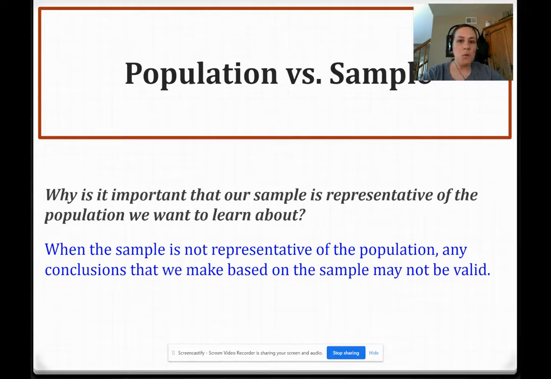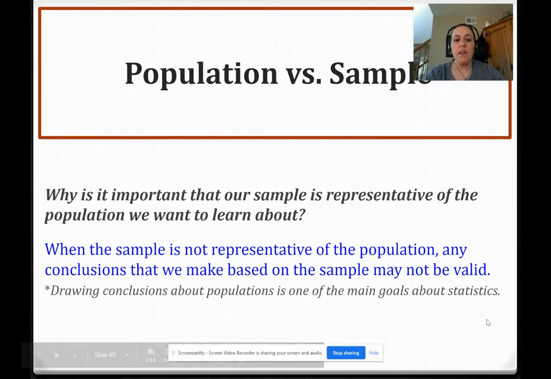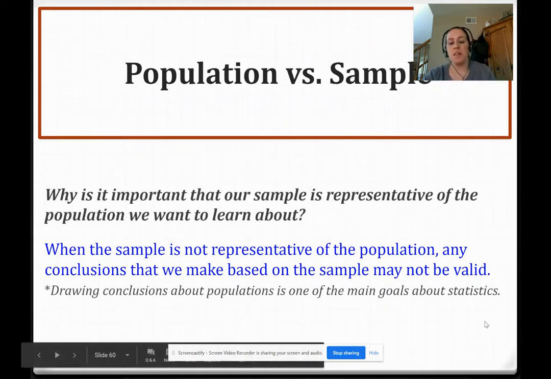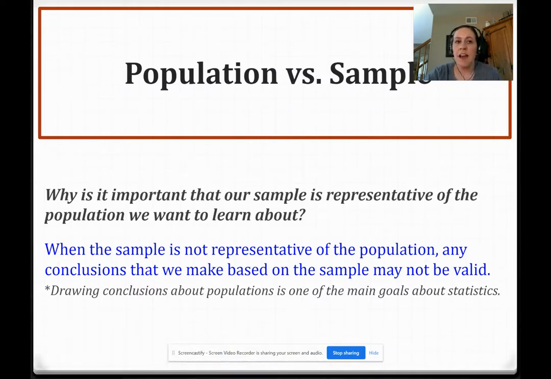So if I only am able to sample US adults in Livermore and I'm trying to learn about all US adults in the entire country, that sample's probably not going to really help me learn about the population that I want to, because it in itself doesn't represent all US adults. Drawing conclusions about populations is one of the main goals of statistics. It plays a role in something we call inference, which we will talk a little bit about later on in this unit, but it's a big topic in the statistical community.